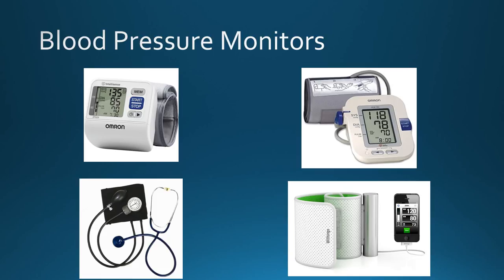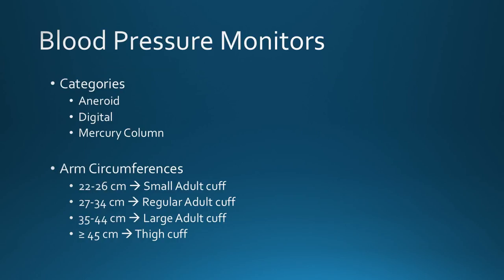On the bottom left is what's called an aneroid blood pressure monitor, and so this is pretty similar to what you typically think of with a mercury cuff, except everything's all connected onto one device to make it easier for patients. And then on the bottom right is actually a new smartphone blood pressure monitoring tool. So for blood pressure monitors, there are 3 different main categories, being aneroid, so that again is that combined device that I showed you on the last slide.